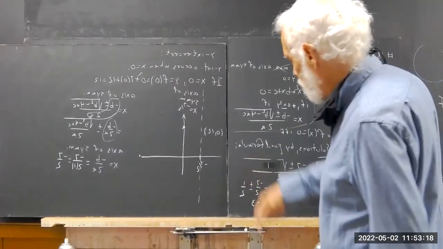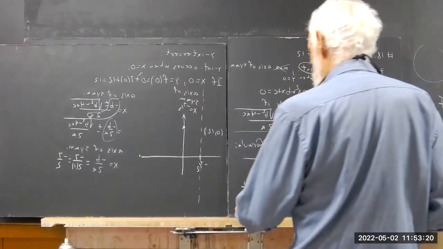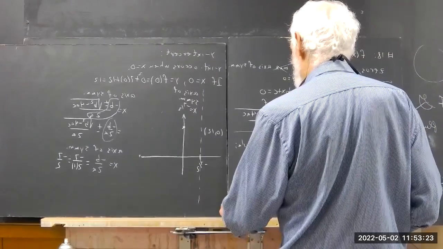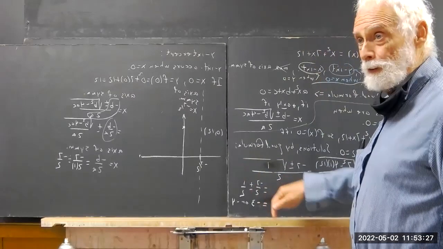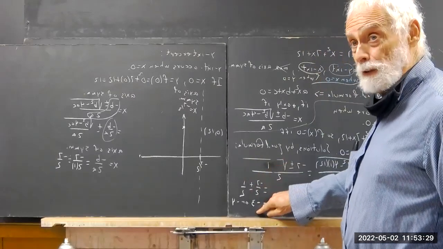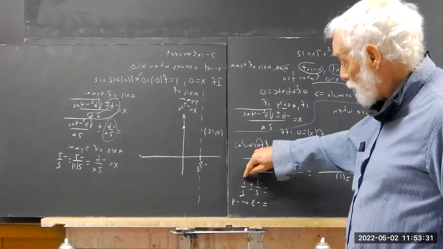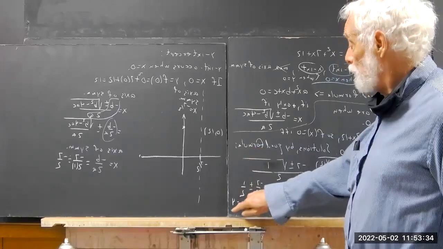Well, negative 7/2 plus or minus 1/2 is negative 3 or negative 4. Negative 7/2 plus 1/2 would be negative 6/2, which is negative 3. Negative 7/2 minus 1/2 would be negative 8/2, which is negative 4.